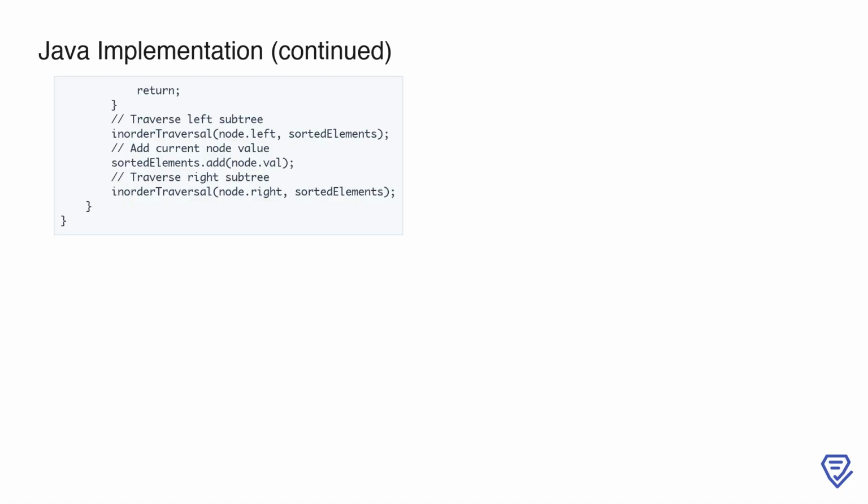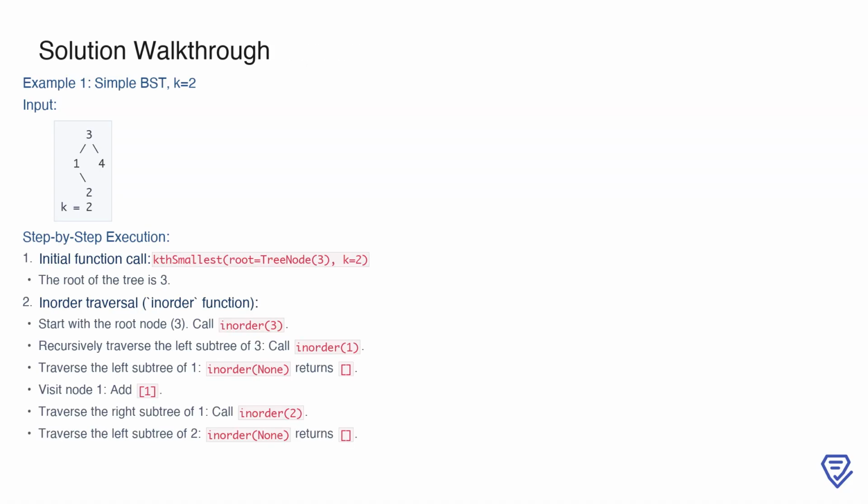In this example, we are tasked with finding the second smallest element in the given binary search tree. The tree has a root node with a value of 3, and it has 2 children, 1 on the left and 4 on the right. Node 1 also has a right child, which is 2. To solve this, we start by calling the function kth_smallest with the root node, which is 3, and k equals 2.